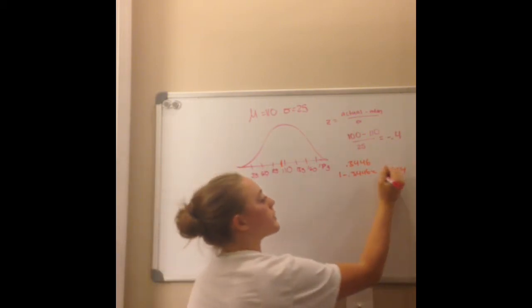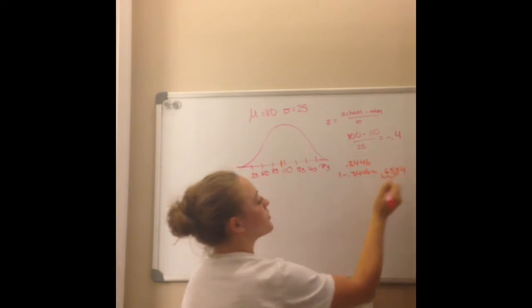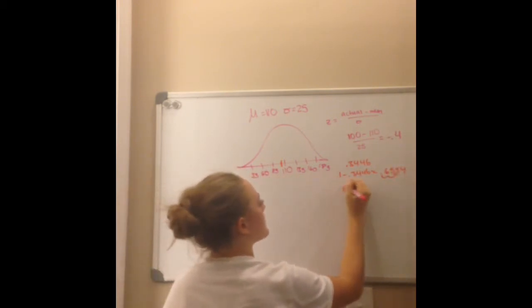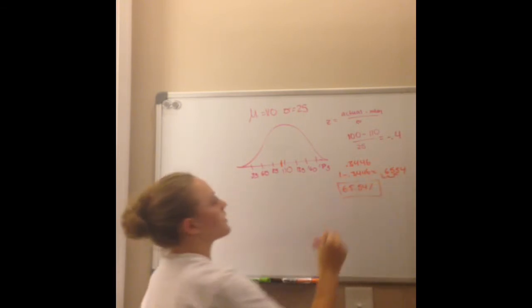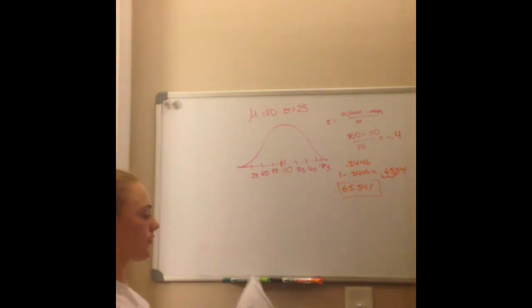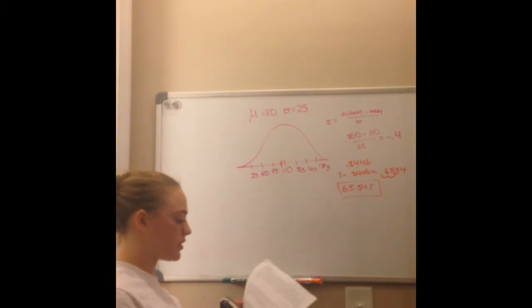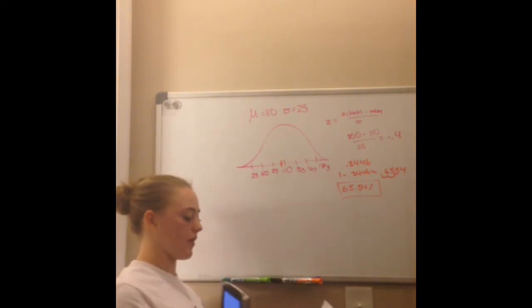So what do we do? We move this decimal point over 2 places, and you get 65.54%. That's the answer to the first question. 65.54% of people aged 20 to 34 have IQ scores above 100.